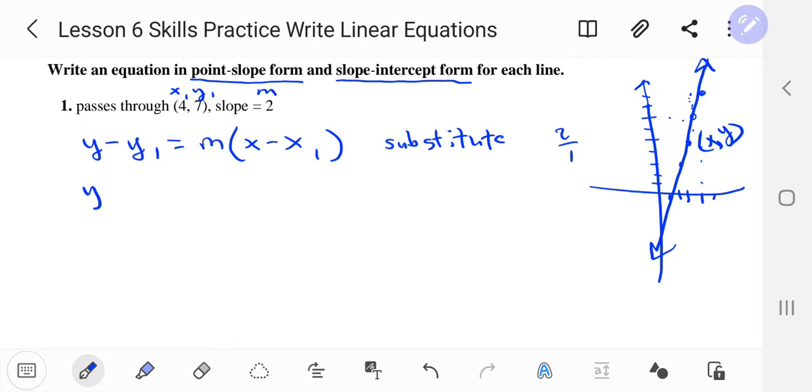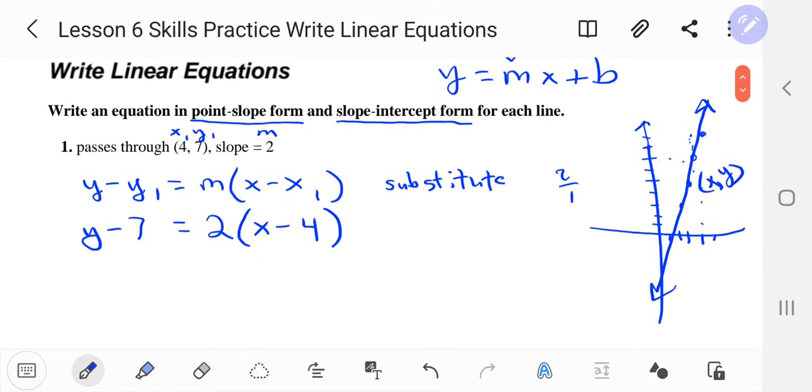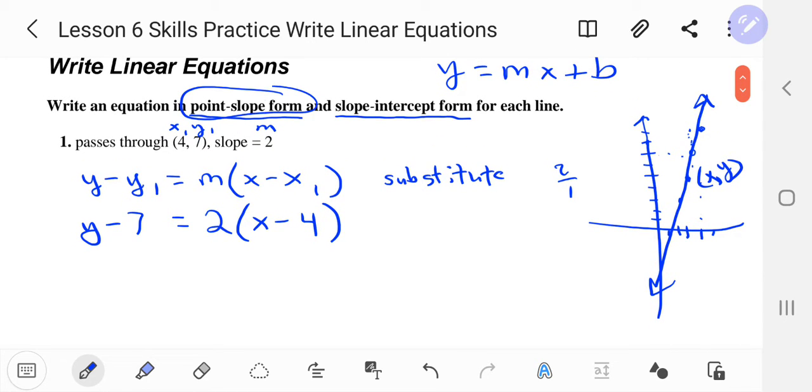So y minus y1 is 7. The slope is 2. And x minus x1 is going to be 4. Hey, step 1 is done. We have the first part, this part right here, check, we did that. We wrote an equation in point slope form.